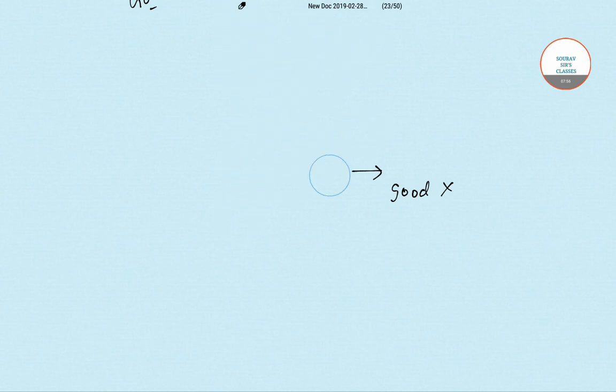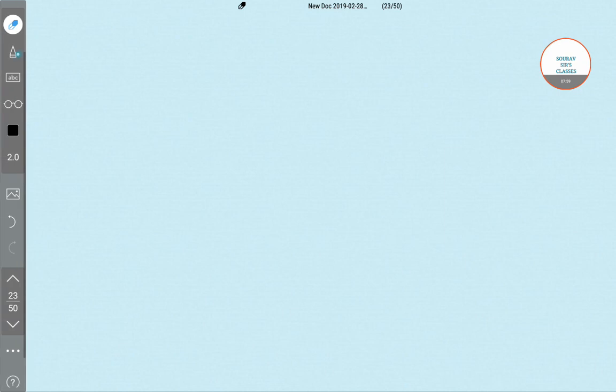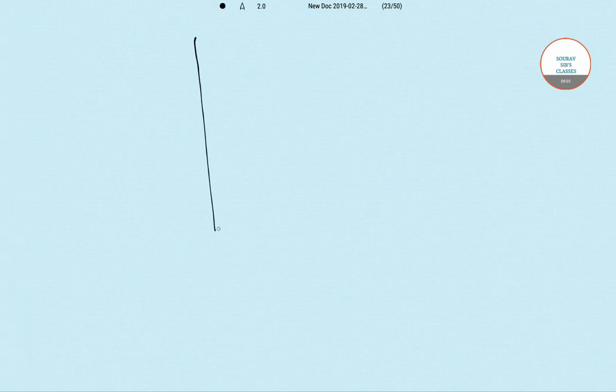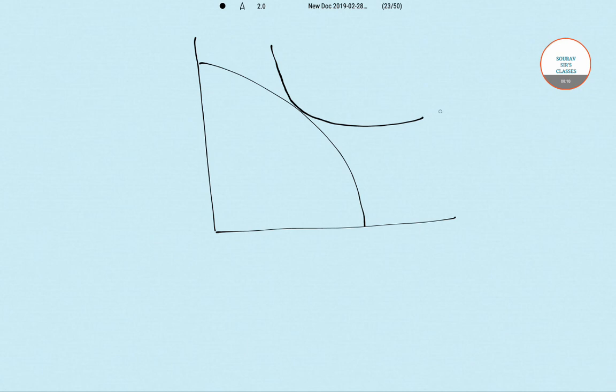Allow me to draw it again so that it will be easier for you to understand. So here this is the PPF, this is CI1, and this is the PPF. Now there is another line, the terms of trade line, which will go from the middle of this like this. This is nothing but the relative price line, which is Px by Py, and we measure good X and good Y here.